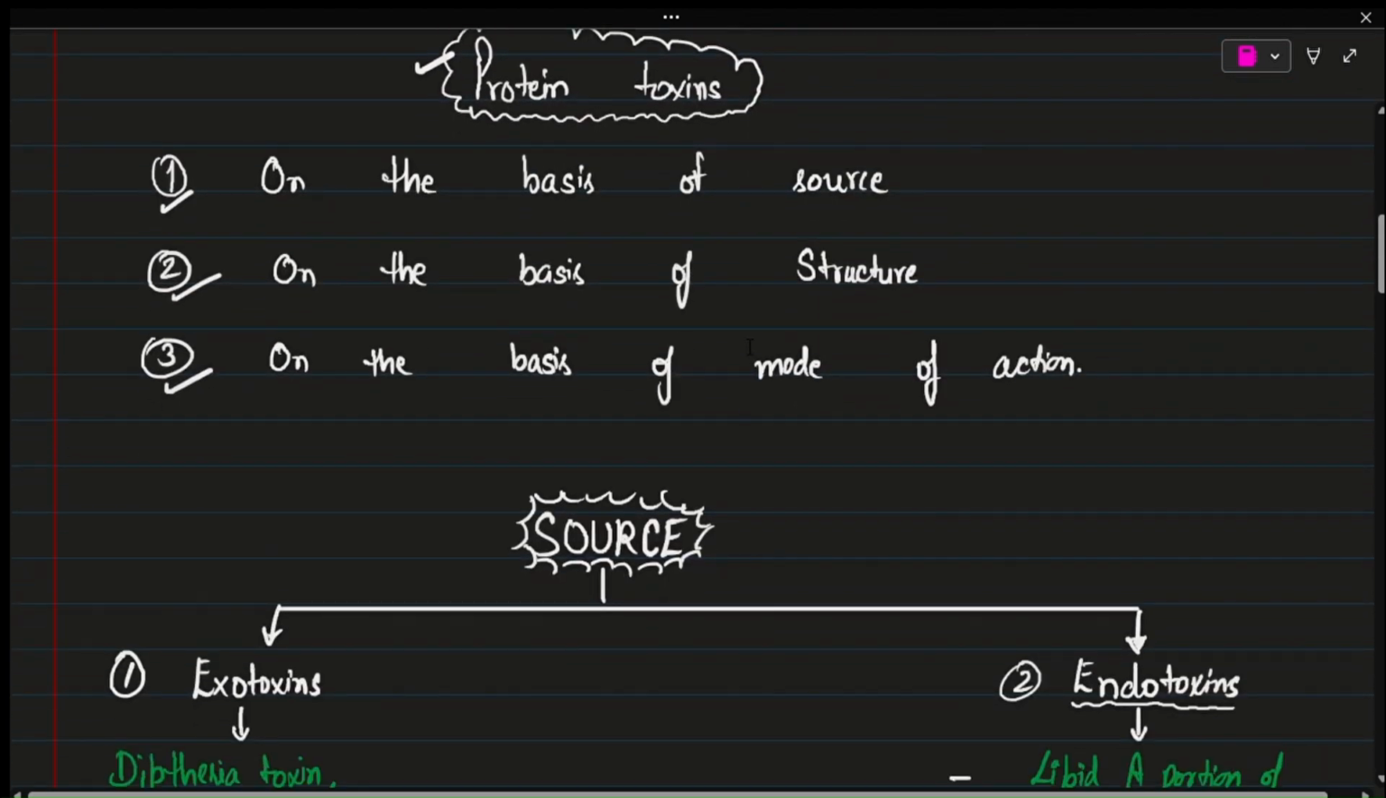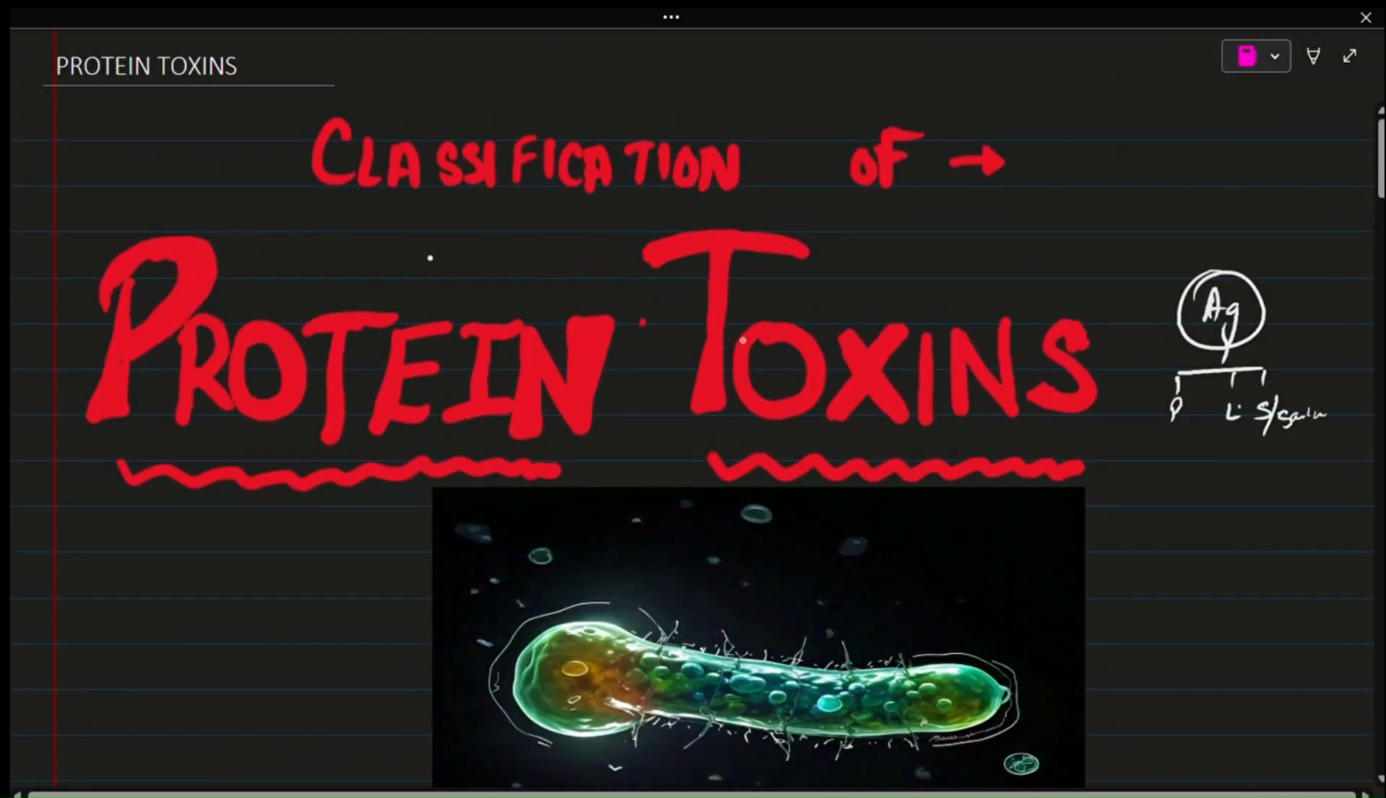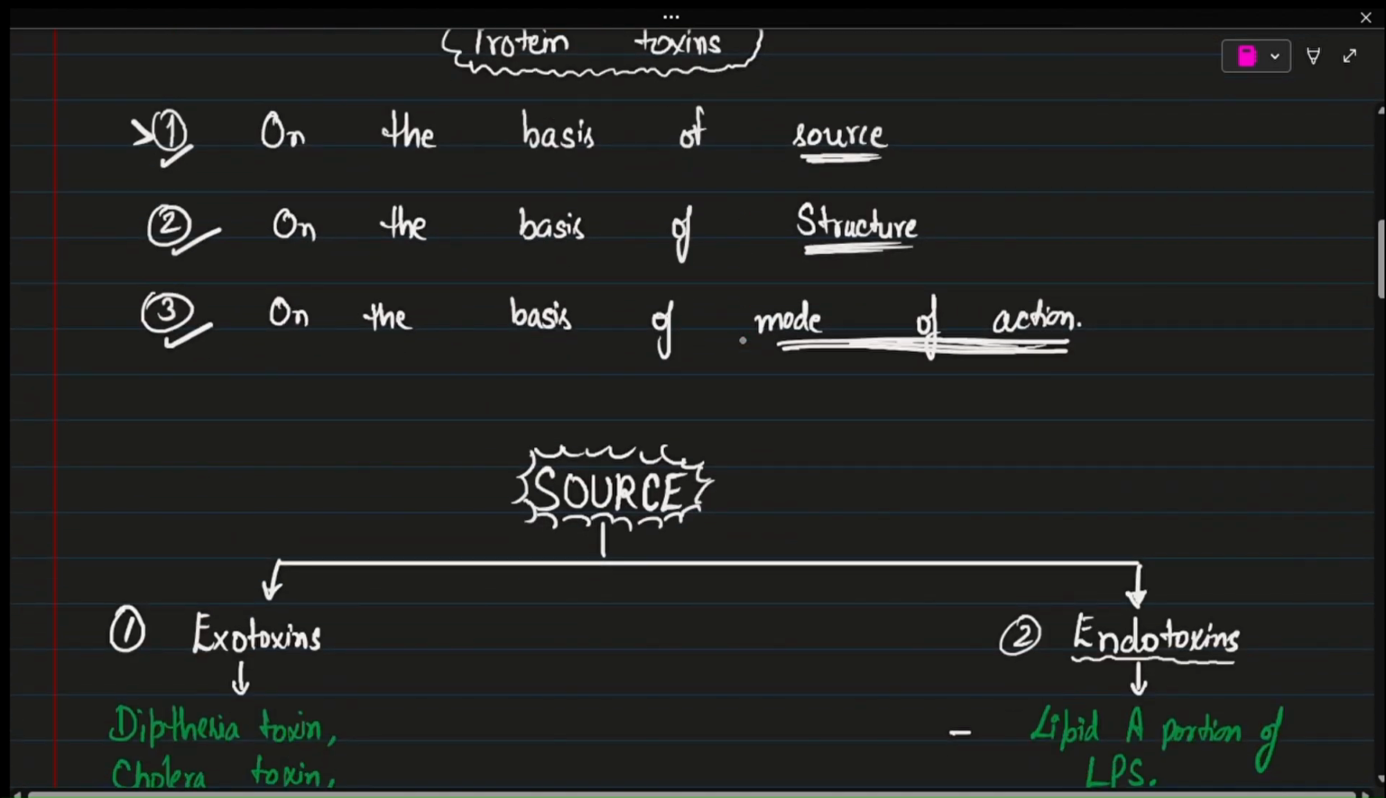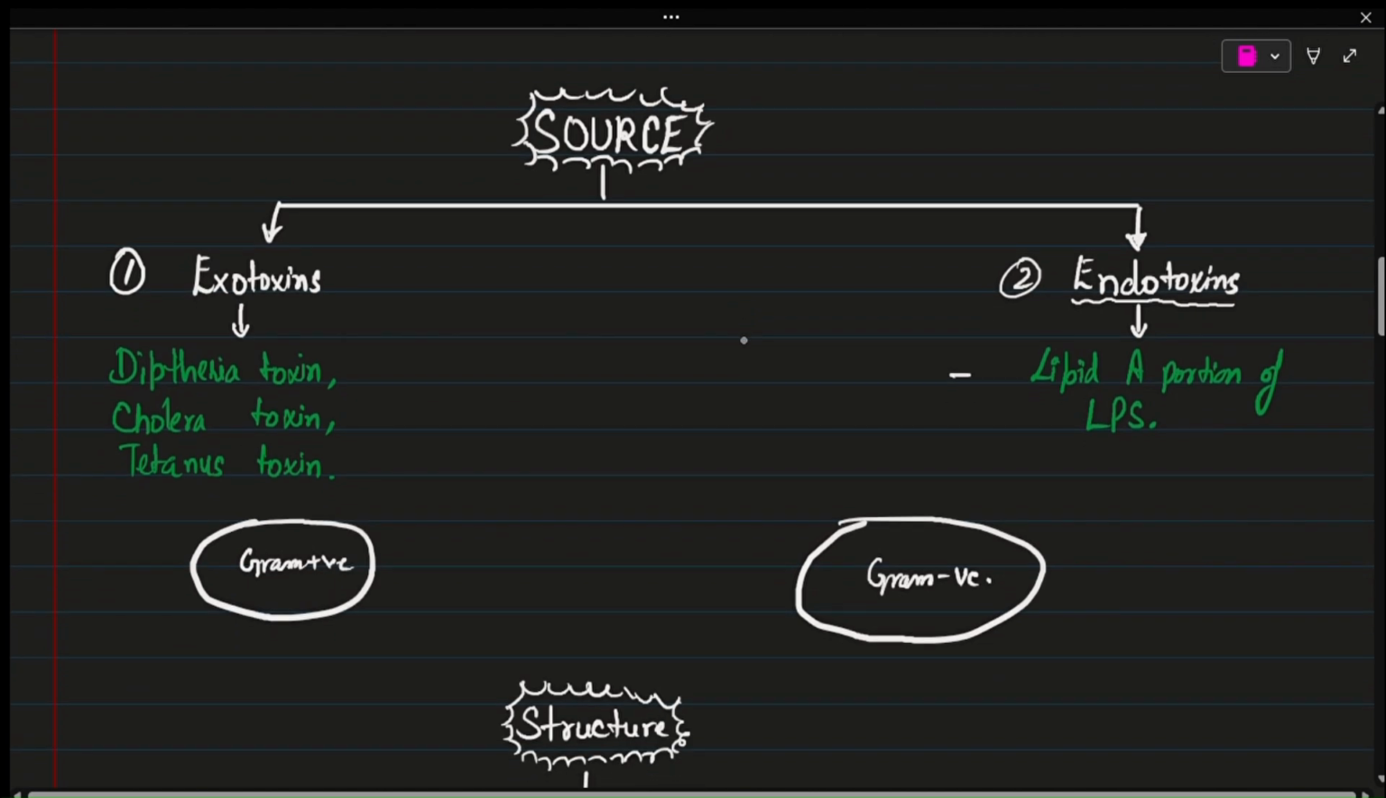So first of all, let us start with how these toxins are classified. The first basis on which toxins are classified is the source, okay, then second is the structure, then third is the mode of action. Now, these three are very important bases to classify our protein toxins. So first of all, we will start with the basis of source, okay.